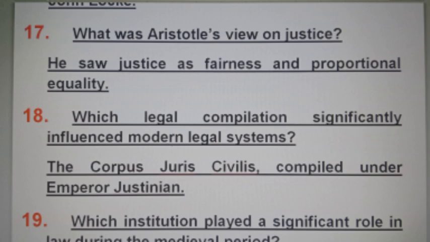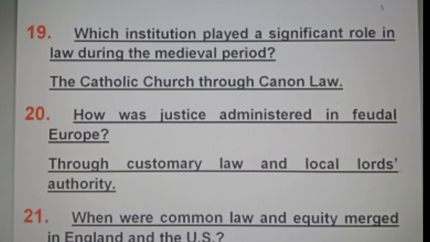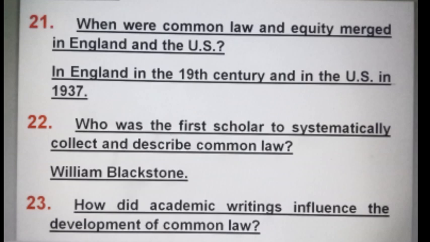Which institution played a significant role in law during the medieval period? The Catholic Church through canon law. How was justice administered in feudal Europe? Through customary law and a local lord's authority. When were common law and equity merged in England and the US? In England in the 19th century and in the US in 1937.